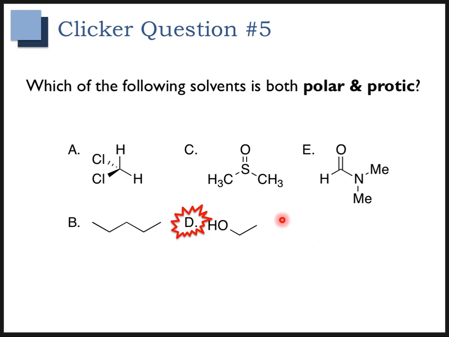Hopefully you correctly remembered that D, ethanol, is polar and protic. If we were to go through and classify these other solvents, A is going to be polar aprotic, B is just going to be nonpolar, and C and E are going to be polar aprotic. So why do we care about solvents?